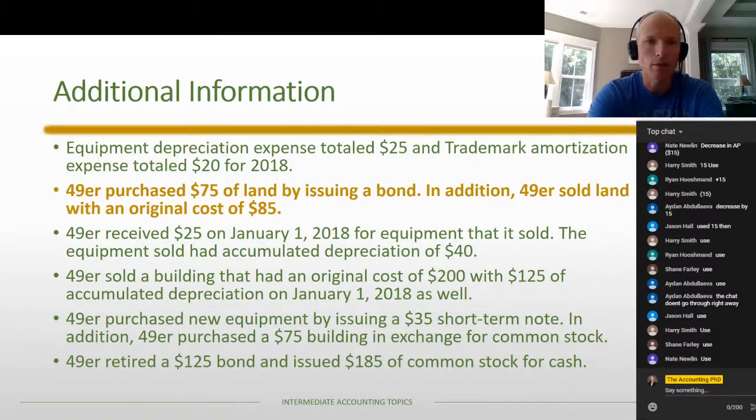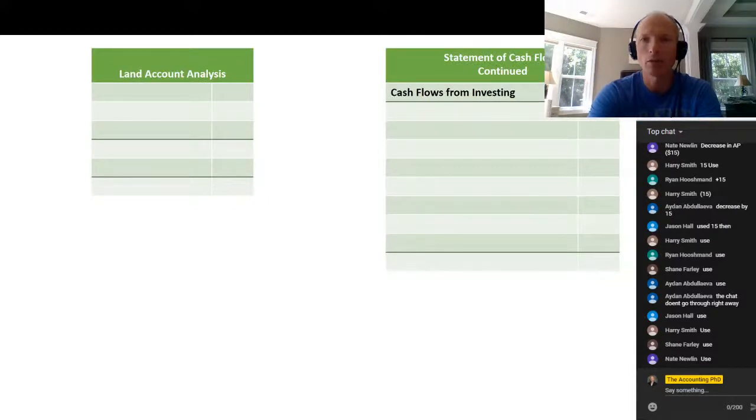And so I say, okay, well, I got this $75 of land by issuing a bond, and I have another land that was sold that had a cost of $85. And so now I've got some information about my land account that I'm going to use to understand what's going on. And so basically now we're starting our cash flow from investing activities, and we're doing land account analysis. And so we start with the beginning balance of $800. Now we were told that they purchased some land with a bond, and that purchase was $75. And we were also told that we sold some land that had an original cost of $85.